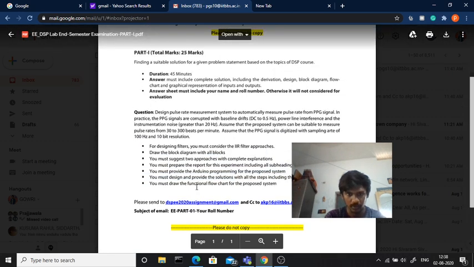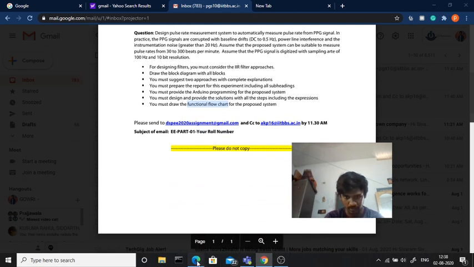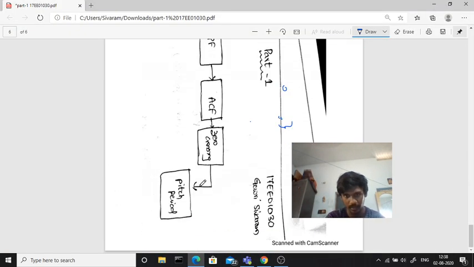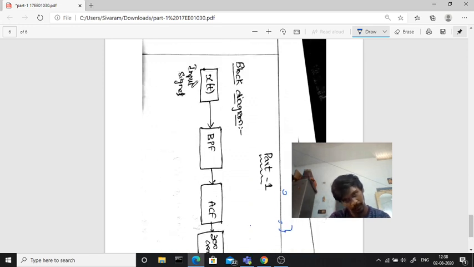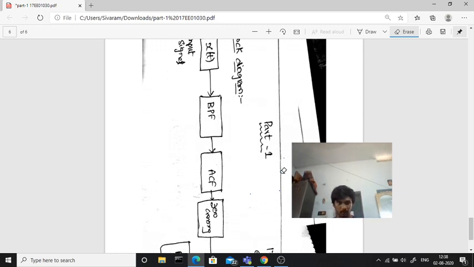So we need to draw the functional chart of the proposed system. As you can see, the block diagram has been inverted. I'm going to explain from here only. So this is the input signal that we have given. After we pass it through the band pass filter, we will get a signal where we have removed all the noises like baseline drift component, power line, and instrumental noise components.